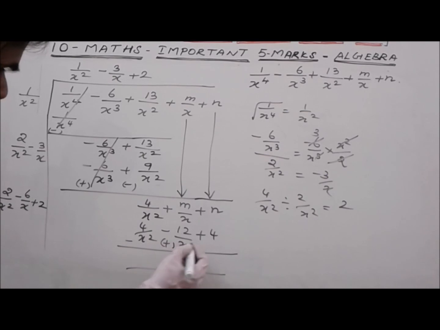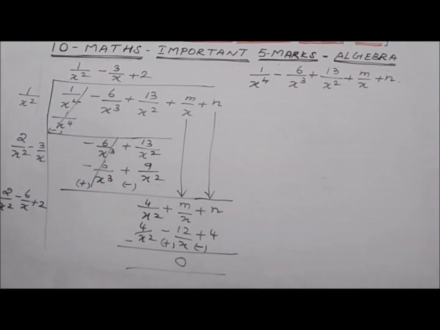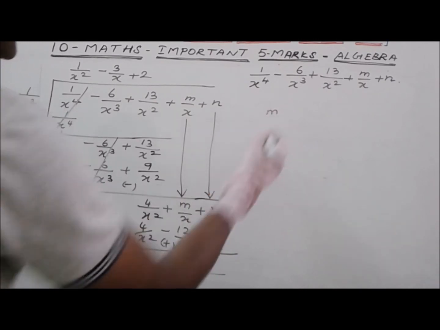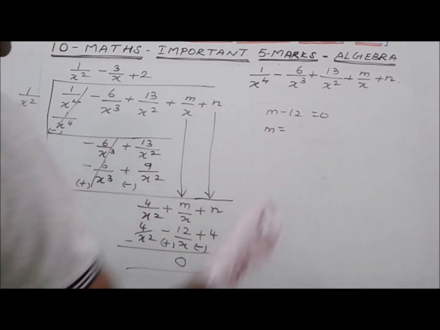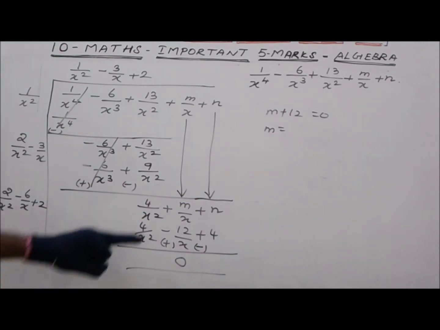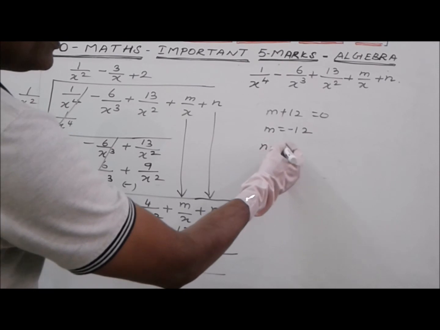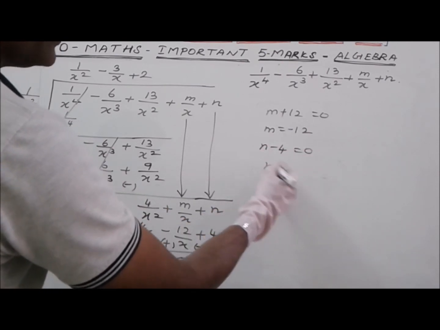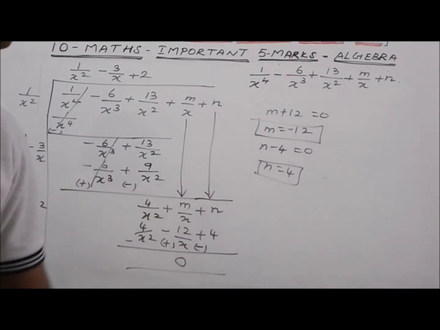Minus plus minus, the given polynomial is a perfect square. Therefore m plus 12 equal to 0. So m equal to minus 12 and n minus 4 equal to 0, which implies n equal to plus 4. So the given polynomial is a perfect square. The m and n values are minus 12 and 4.